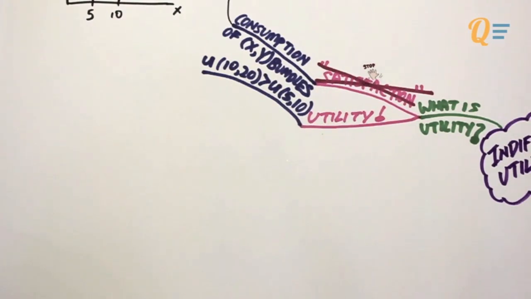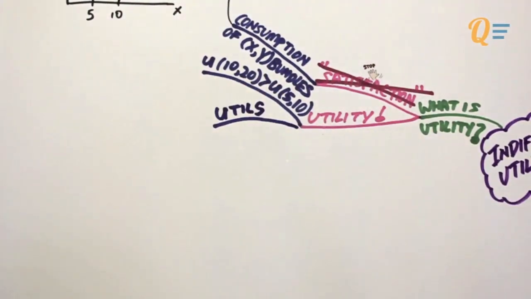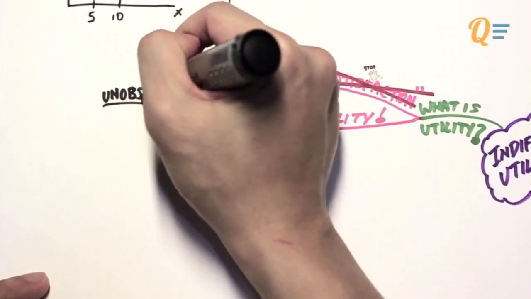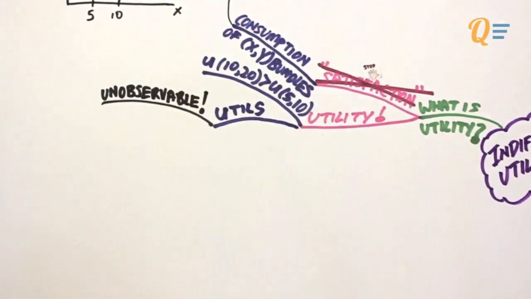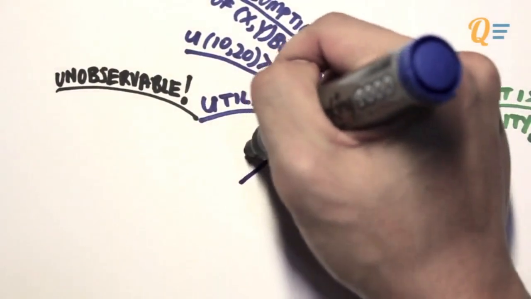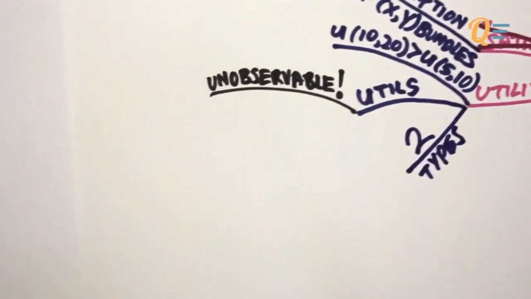I would now like to introduce to you the measurement unit for utility. Now, we measure utility using utils. It's like the number of liters for water, right? But the thing about utils is that it is an unobservable unit, which means that we can't see it. It is totally impossible for us to see how many utils somebody has. I mean, are you able to measure satisfaction? You can't. So that's why economists have come up with two types of utility.